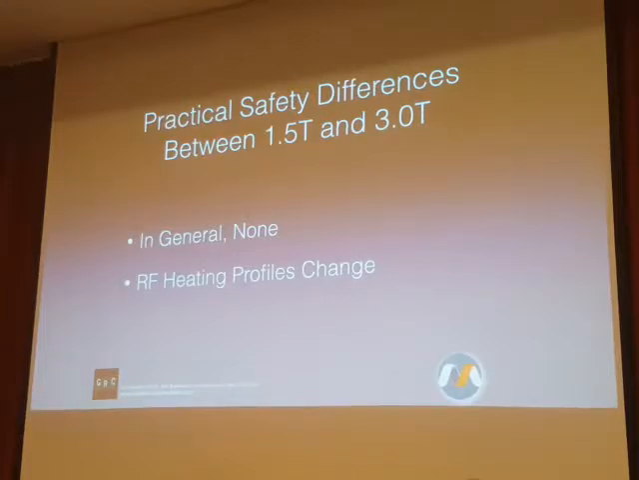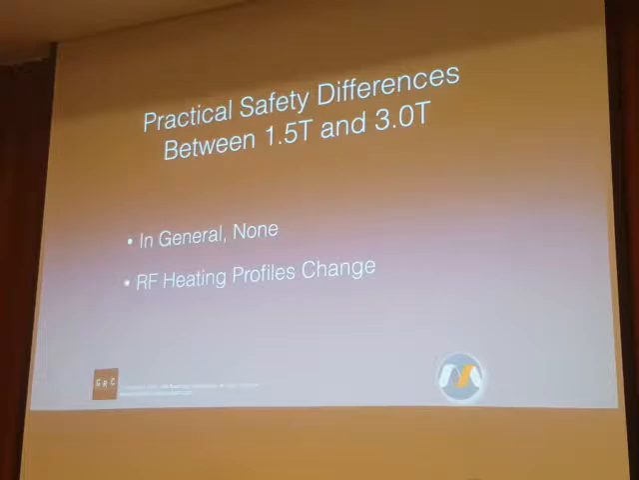So at 1.5, linear conductor, insulated, oriented along the central z-axis, 25 to 30 centimeters. At 3 Tesla, twice the frequency, half the wavelength, half the antenna length, 12 to 15 centimeters is the worst case scenario at 3 Tesla for a linear conductor.